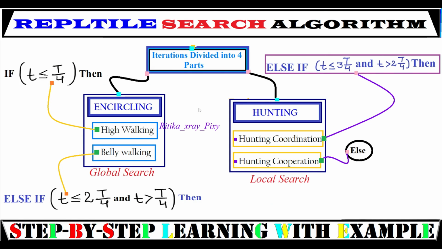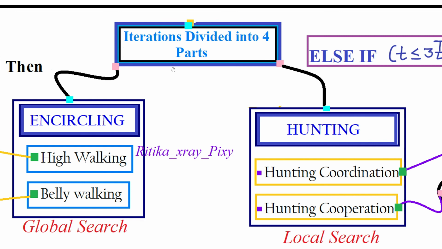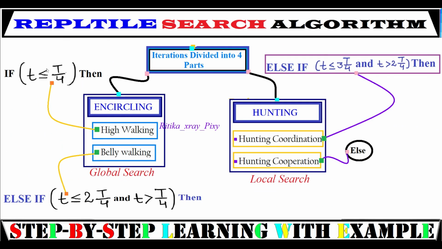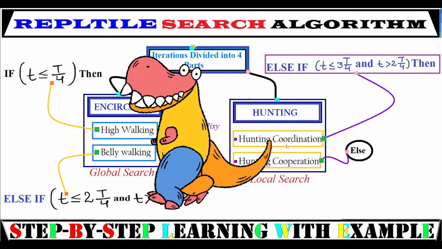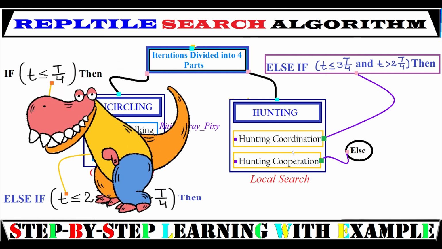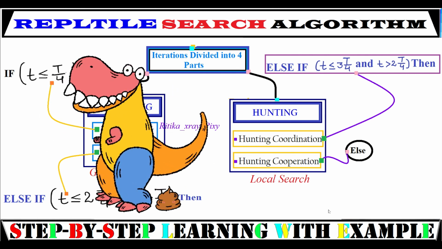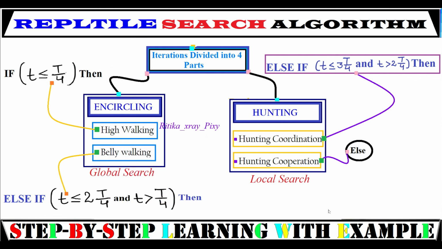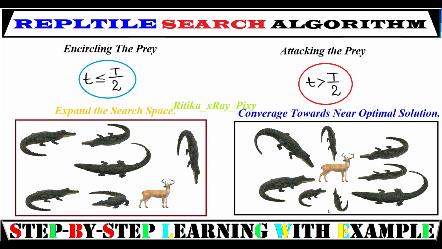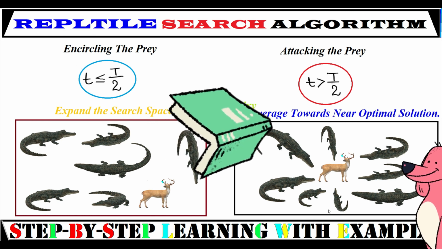So in this algorithm, you can see here iterations are divided into 4 parts. We will check if this condition is true, then we will use the high walk search method by the crocodile, else the valley walk search method by the crocodile, else hunting coordination or hunting cooperation. So we have global search, that is the exploration phase, and local search, that is exploitation. It means we got the target and then we will converge toward the near optimal solution, that is the best solution found. So that's all about this algorithm.